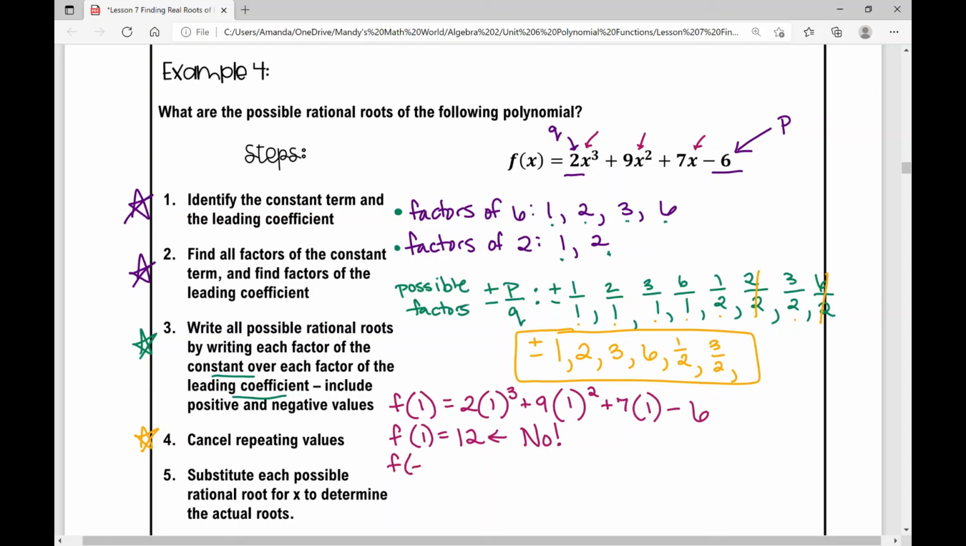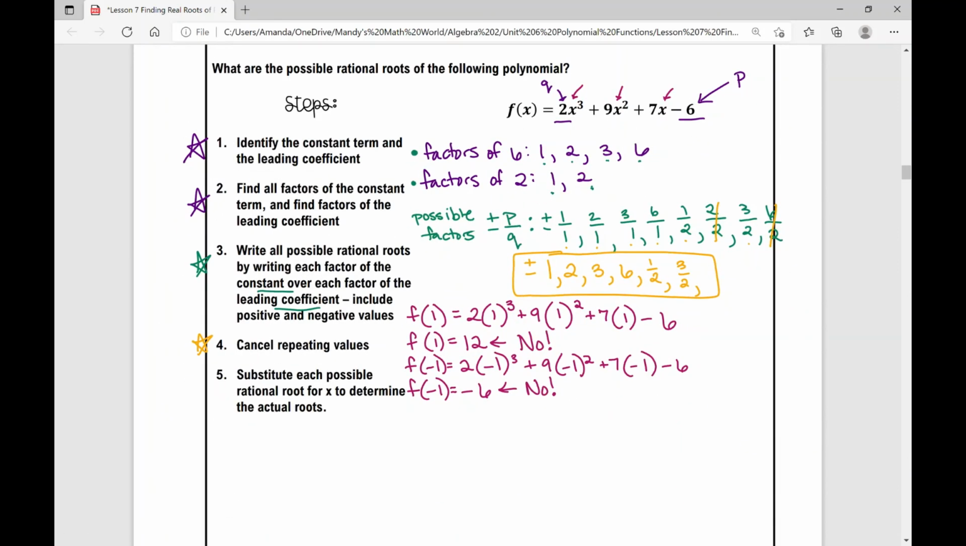Now we're going to plug in negative 1. So now I'm going to plug in 2 times negative 1 cubed plus 9 times negative 1 squared plus 7 times negative 1 minus 6. You can pause the video and work this out now. F of negative 1 is negative 6, also not a root. So what I would encourage you to do is pause the video and plug in all of these values in for x and see which ones you get an output of 0 for y.